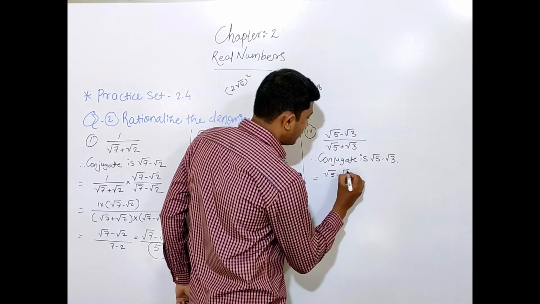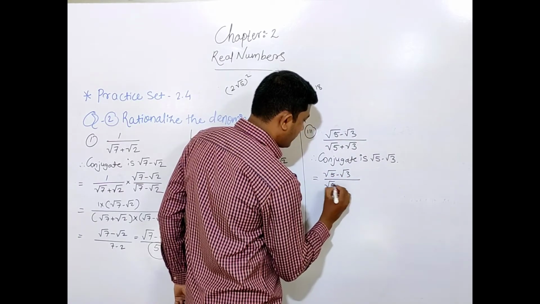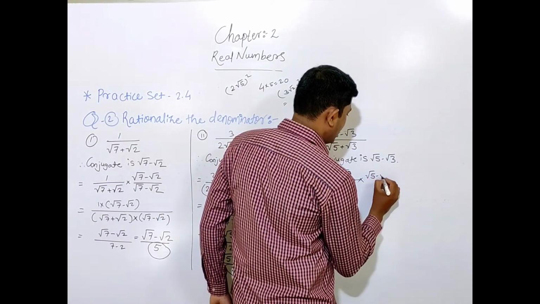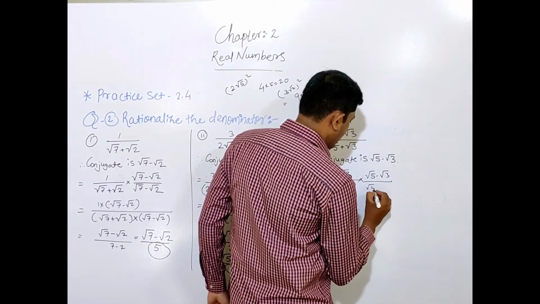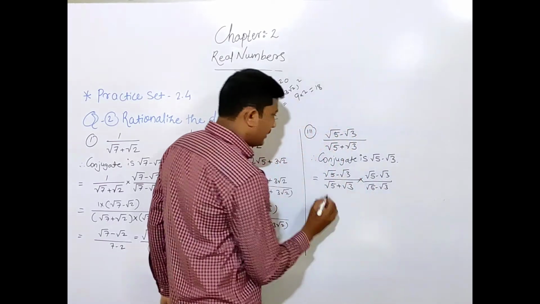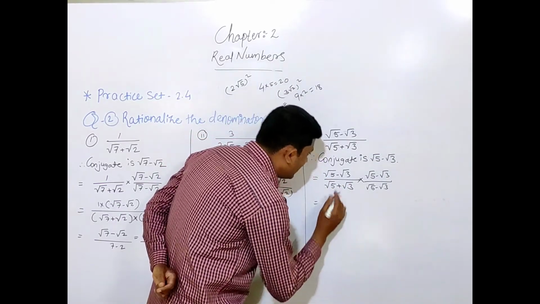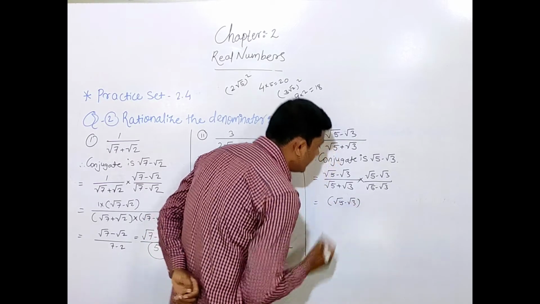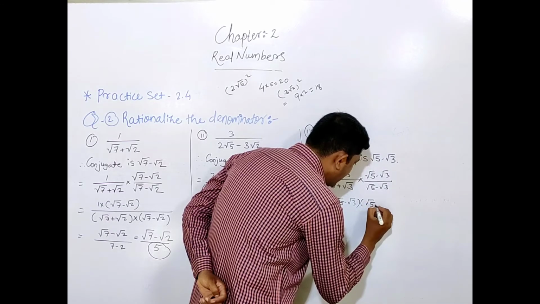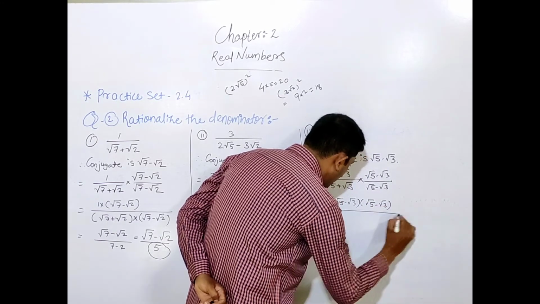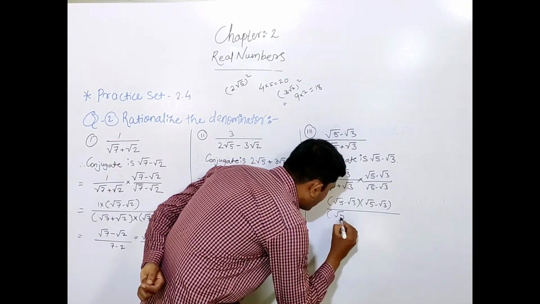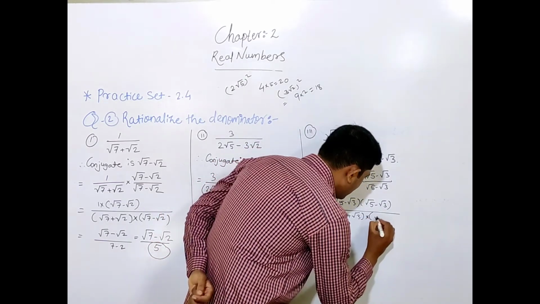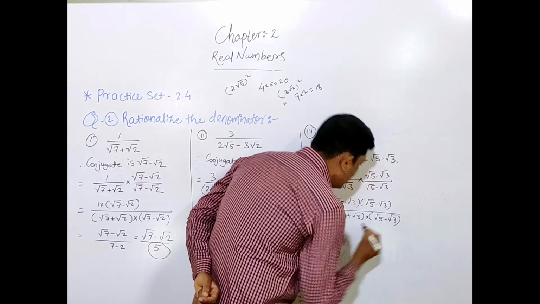Root of 5 minus root of 3 upon root of 5 plus root of 3, multiplied by root of 5 minus root of 3 upon root of 5 minus root of 3. Now here it is multiplication. That is root of 5 minus root of 3 into root of 5 minus root of 3 upon root of 5 plus root of 3 into root of 5 minus root of 3.